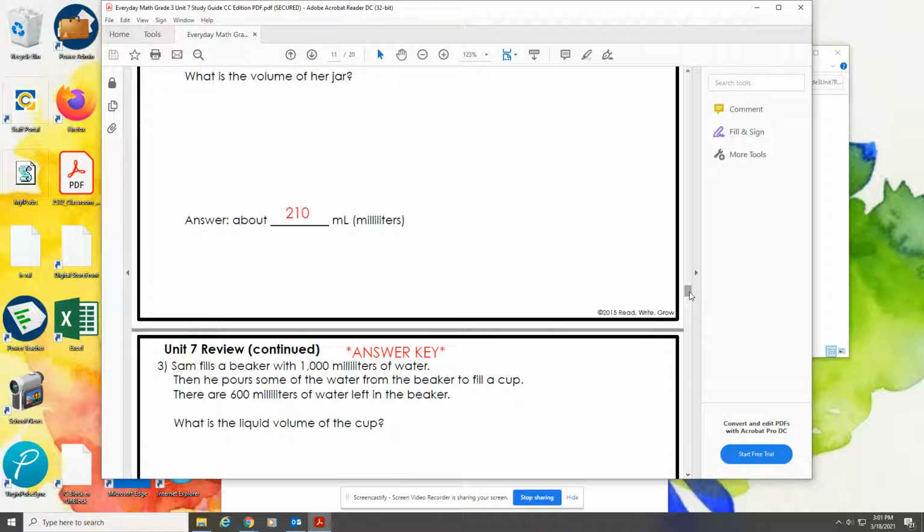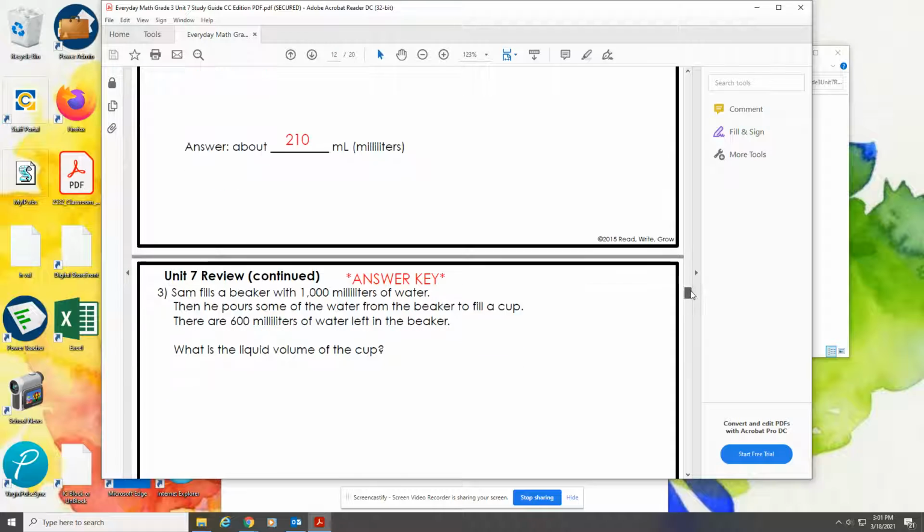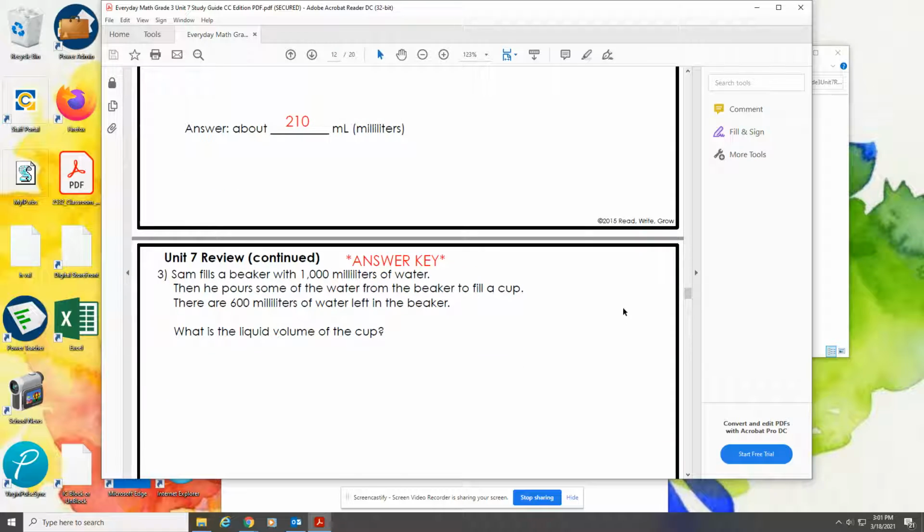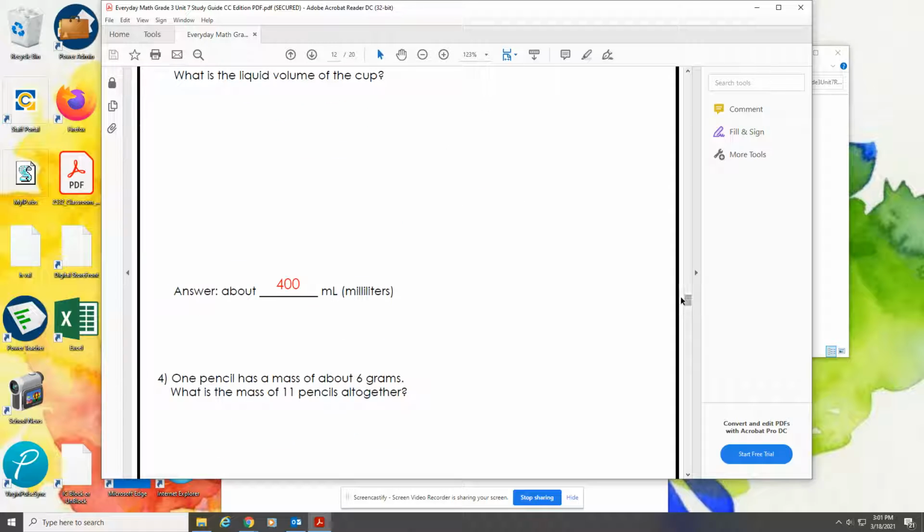All right, Sam fills a beaker with 1,000 milliliters of water, and then he pours some of the water from the beaker to fill a cup. There are 600 milliliters of water left. What's the liquid volume of the cup? We could do 1,000 minus 600, and we would get 400 milliliters.